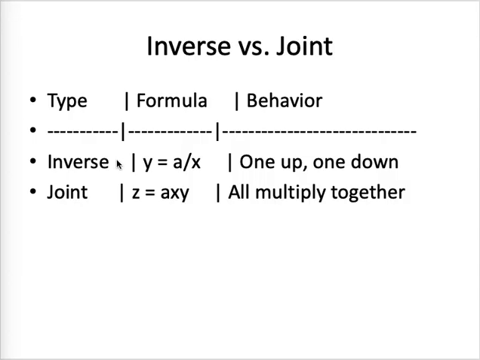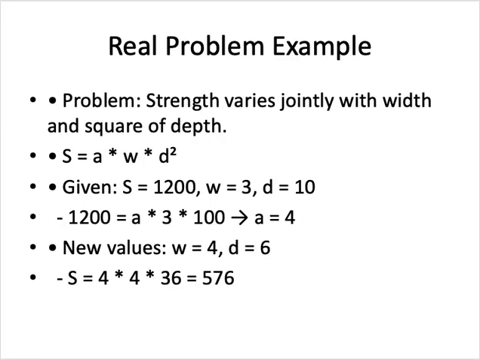So, let's finally do a real world example. Say the strength varies jointly with width and the square of depth. So our formula is S equals a times width times depth squared.